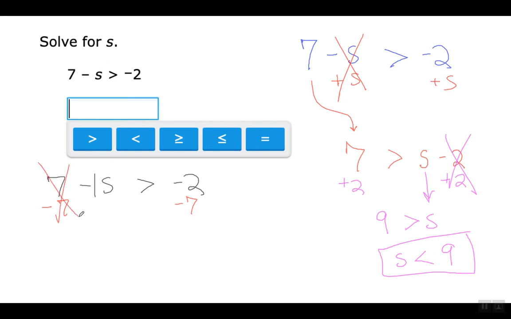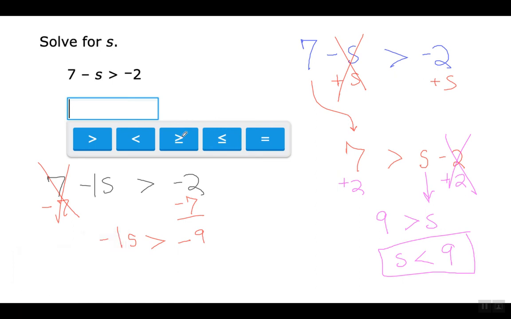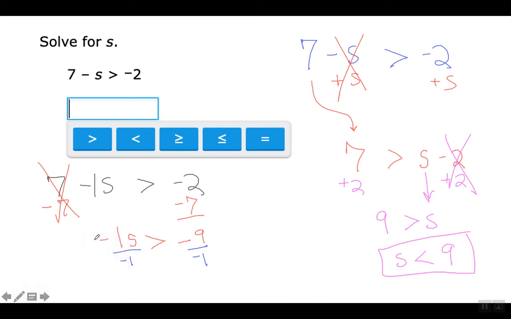Over here, this cancels out. Over here, this will give me negative 9. So right now I got negative 1 s greater than negative 9. Now I'm still trying to get the s by itself, so I'm going to get rid of that negative 1, by dividing both sides by negative 1. Since the negative 1 is multiplying, I'm going to do the opposite of multiplying by negative 1, which is dividing both sides by negative 1. When you divide both sides by a negative number, the sign flips directions. So the sign is going to flip to this.